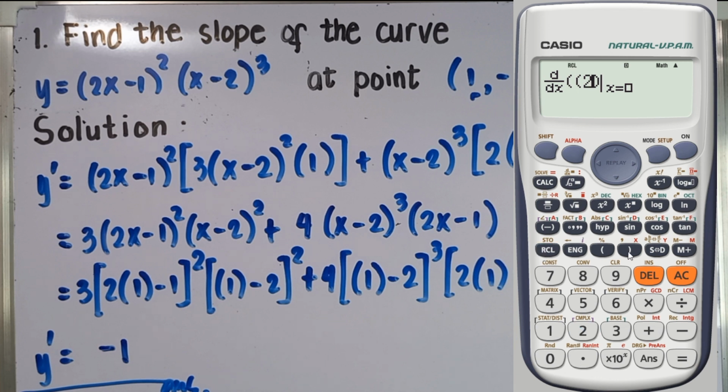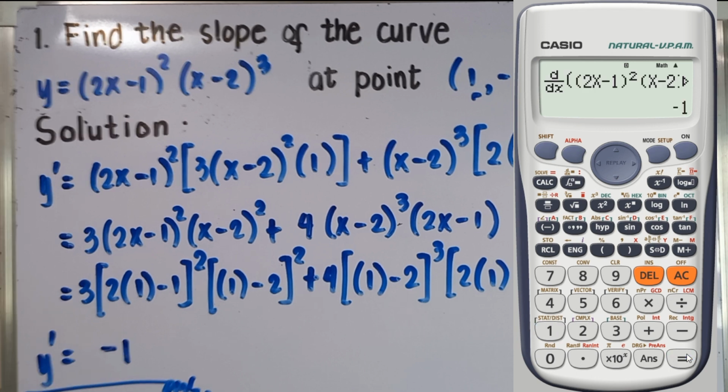Let's try our calculator. Input the function. By the way, be mindful of how you input the brackets properly. Then, input the given value of x equals 1, and we'll get the value of slope equals negative 1.